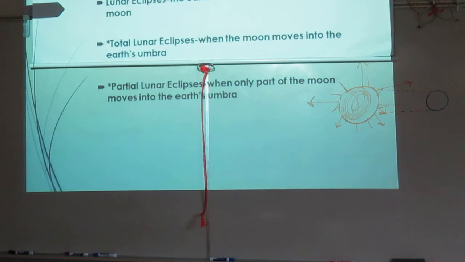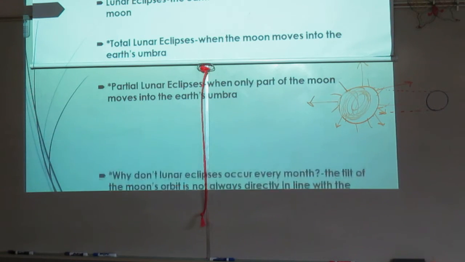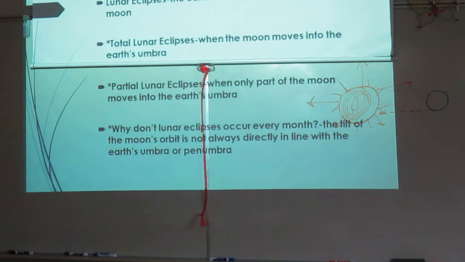There is a lunar eclipse happening in a month or a couple months, but it's not going to be visible from our latitude. Why don't lunar eclipses happen every month? Well, like I said before, the tilt is not in line with the Earth's umbra or penumbra. So because of the tilt, we will not be able to see eclipses that often.